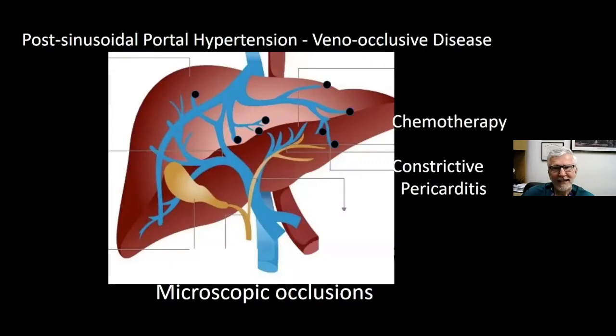Post-sinusoidal portal hypertension. Let's talk about this for a couple of minutes. In the setting of veno-occlusive disease, there are microscopic occlusions at the level of the very tiny little hepatic venules in the liver. And this causes the portal pressures to build up inside the portal venous system. This might be a patient who's been on chemotherapy or a patient with constrictive pericarditis, where they get these microscopic occlusions inside their hepatic venules.